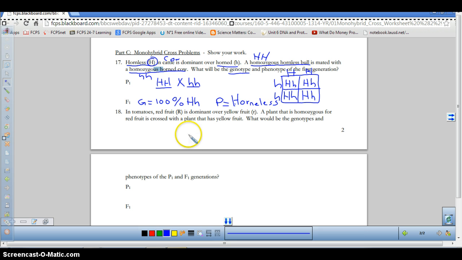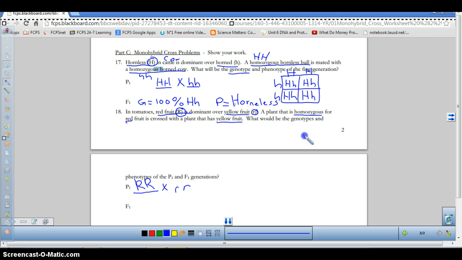Okay? So I'm going to do one more for you, and then the rest is on your own. Let's look at number 18. In tomatoes, red fruit is dominant. So capital R is dominant over yellow fruit; yellow fruit is recessive. A plant that is homozygous for red is homozygous dominant, because dominant is the red phenotype. So a plant that is homozygous for red fruit is crossed with a plant that has yellow fruit. The only way that a tomato plant can have yellow fruit in this example is if it is homozygous recessive.